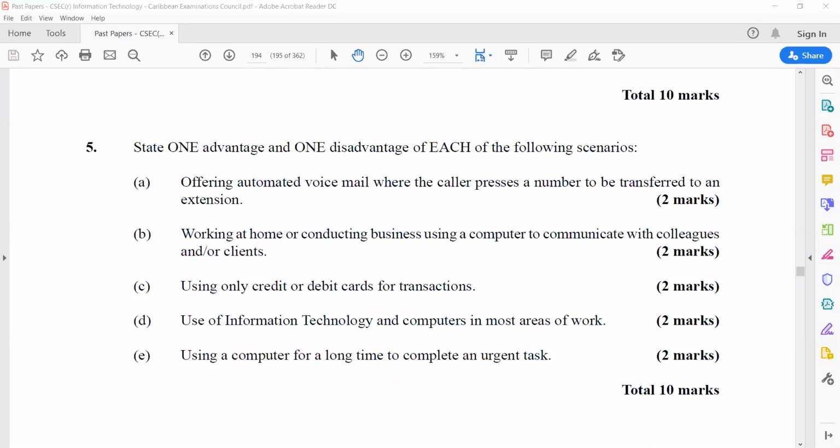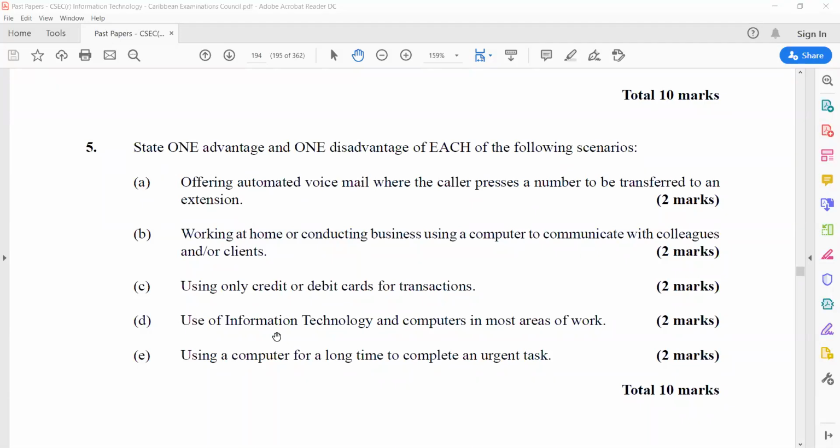Theft, you could have identity theft. Also, your credit card or debit card could be stolen, right? In which case you won't have any means to conduct your transactions. As well as the machine, the point of sale machine, may not be working properly, right? So those are acceptable responses.